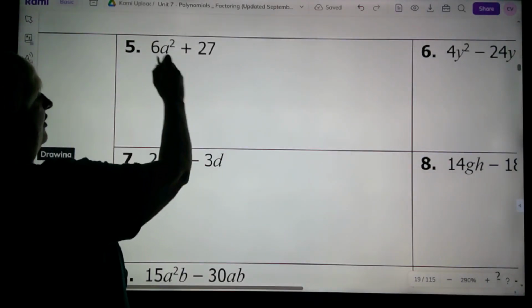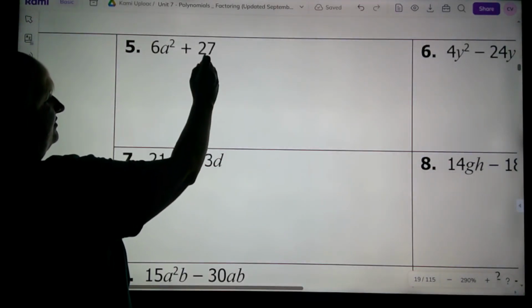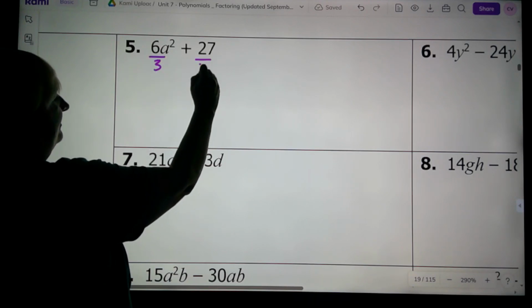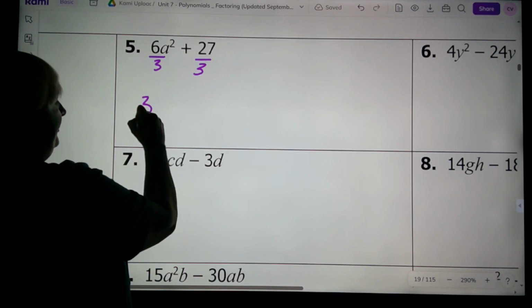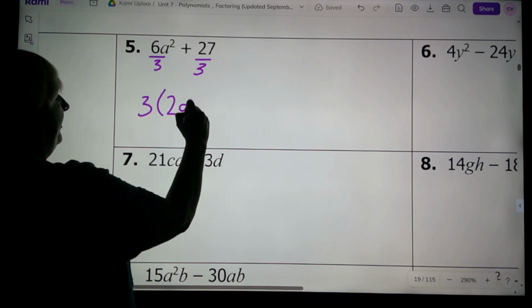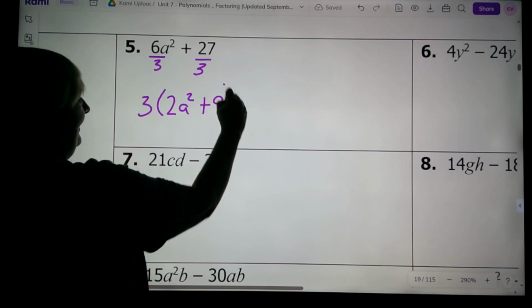No variables in common. The greatest common factor between 6 and 27 is 3. If I divide by 3, I'm left with 2a squared plus 9.